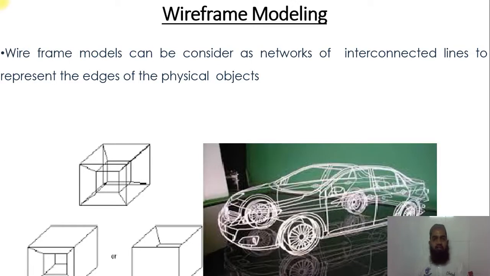The first type of geometric modeling is wireframe modeling. From the name itself, it indicates wire. Once we hear about wire, it means it has very little thickness. And frame: we are going to make the frame by use of wire, which is called wireframe modeling. It is defined as: wireframe models can be considered as a network of interconnected lines that represent the edges of the physical object.